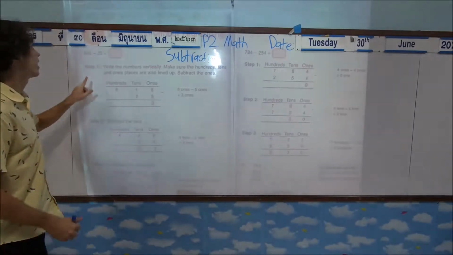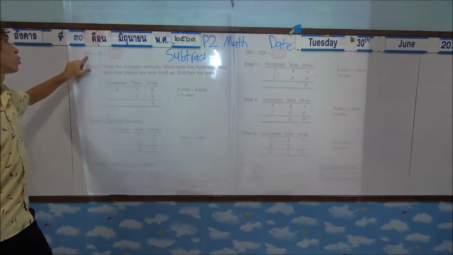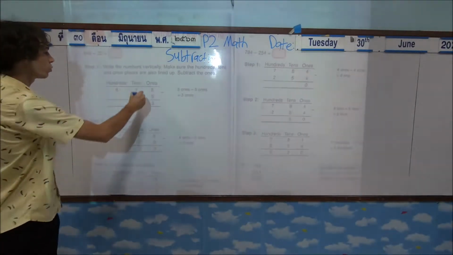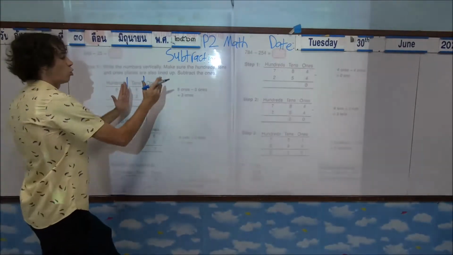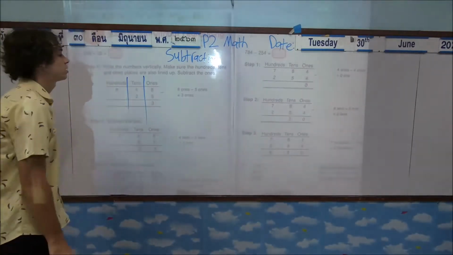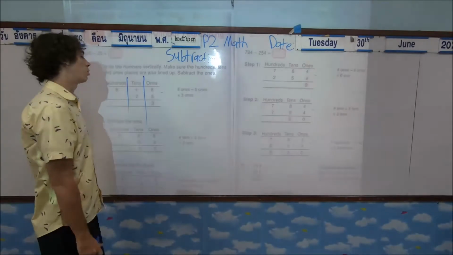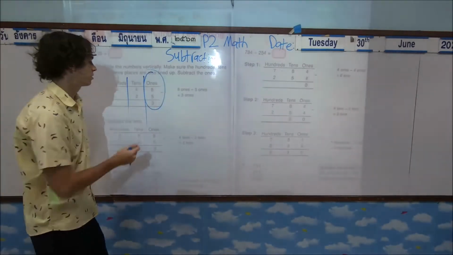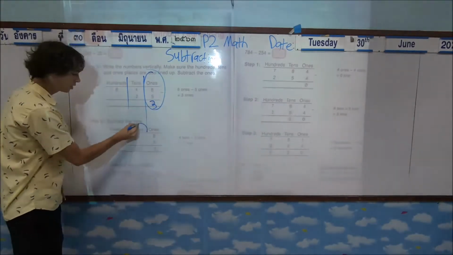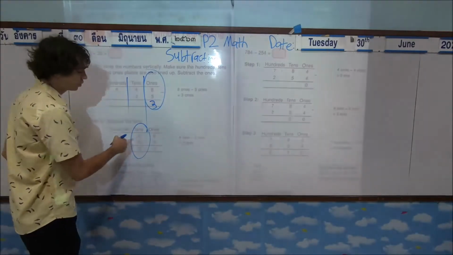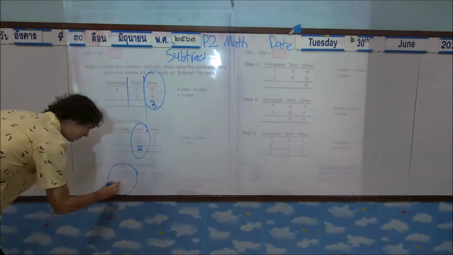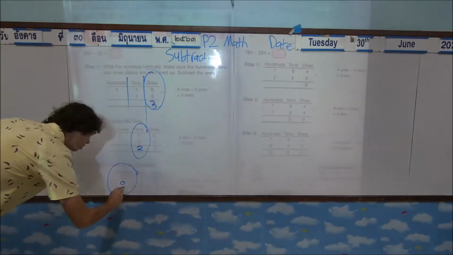Okay, so I have 648 minus 25. We want to write it up and down. Ones, tens, hundreds. It will make it easy for you. Okay, start in the ones place. 8 minus 5 is 3. Tens place. 4 minus 2 is 2. Then the hundreds place. 6 minus 0 is 6.